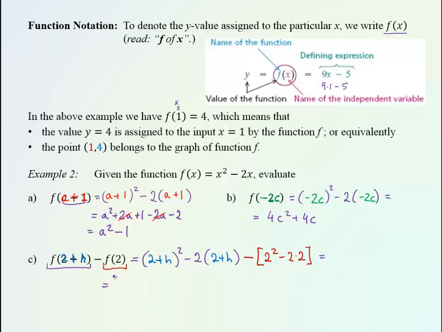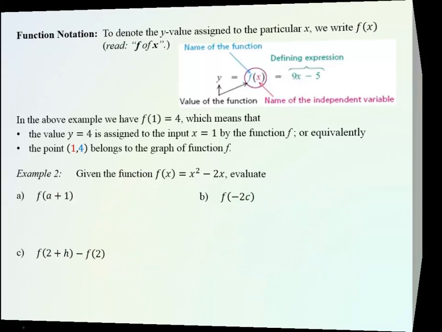So perform the perfect square, 4 plus 4h plus h squared minus 4 minus 2h minus, and this is actually 4 minus 4. We're lucky, this is actually 0. So overall, starting with h squared, it will be h squared. 4h minus 2h is plus 2h. And 4 minus 4 disappeared, so that would be the final answer.